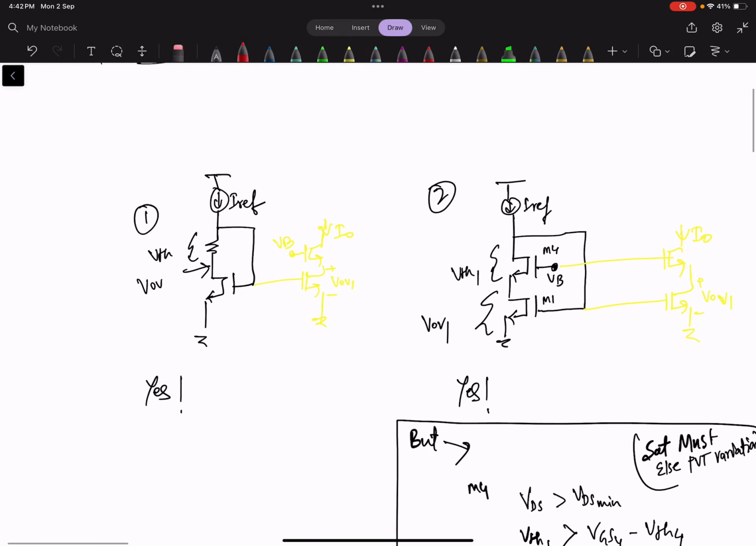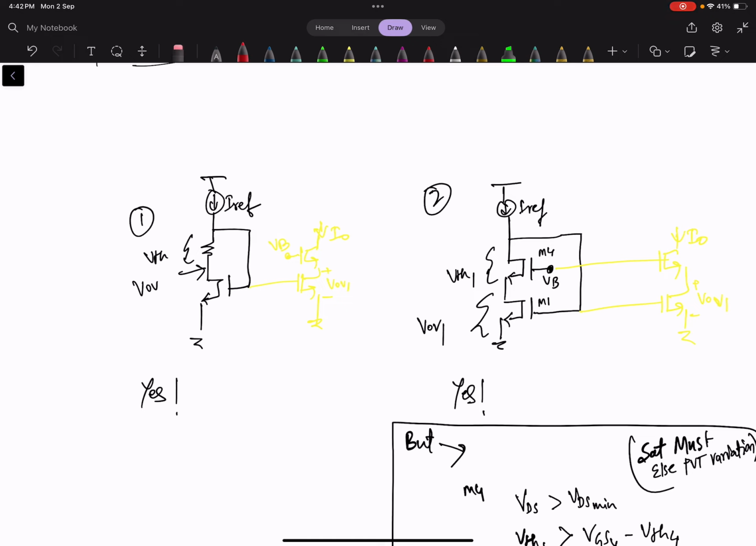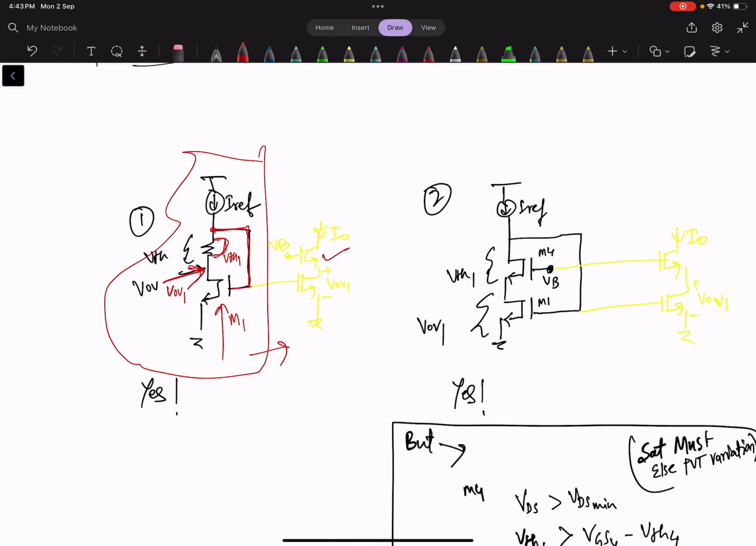So first, if you see here, we have M1 and the gate is connected here. The requirement is that this has to be VOV. So what we did, we have connected here, and this drop is VTH of M1. So this will become VOV1. So yes, this section can be used as a reference for the current generation. But the problem is, for cascoding, if you see here, we need to generate VB here.